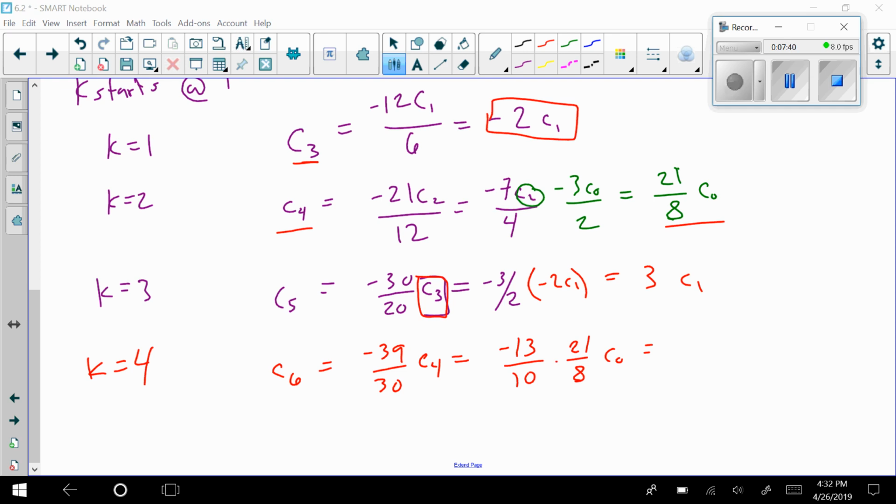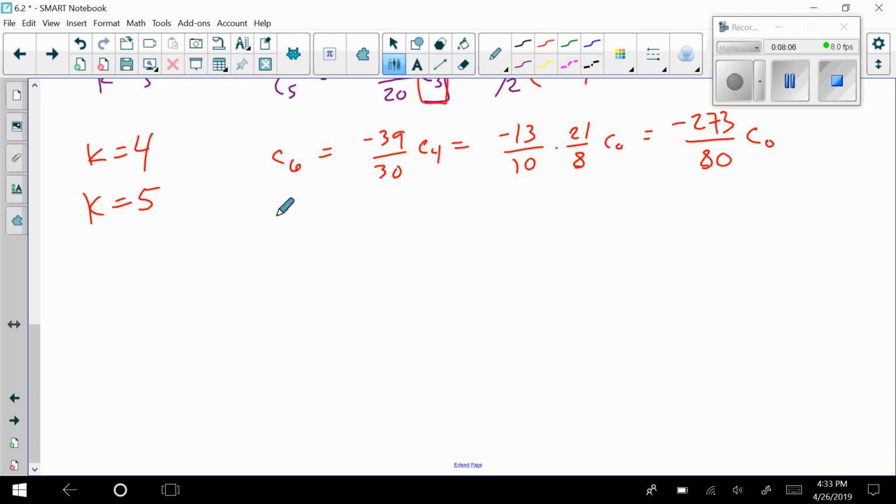I don't think there's anything that goes into that, so I just got to multiply this thing out. That's negative 273 on the top divided by an 80 on the bottom, and then that's C naught. And you can kind of see the pattern: C1, C naught, C1, C naught, right? And I could do another one if I wanted. I can do another one.